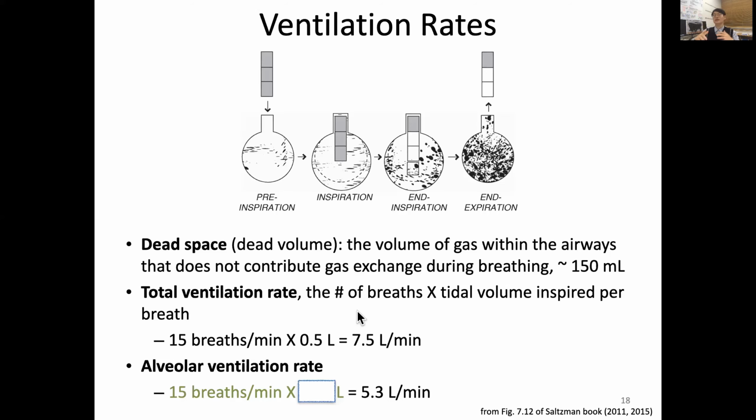But what matters is the air which gets involved in real gas exchange. So not just this tidal volume, but we remove the dead volume, so that what is involved in gas exchange as an alveolar ventilation rate, we should multiply by 0.35 liter, and we will get about 5.3 liters of air actually involved in gas exchange during 1 minute of time. So does it make sense? Okay.